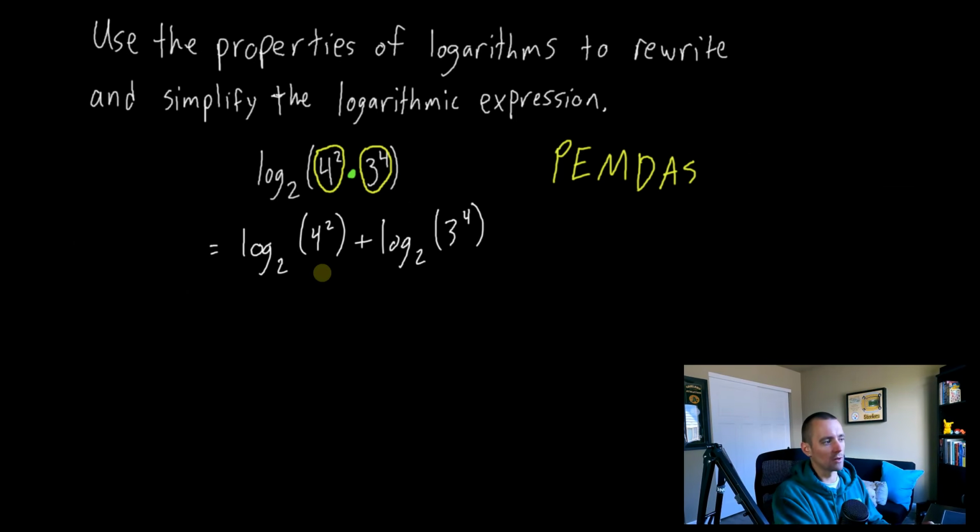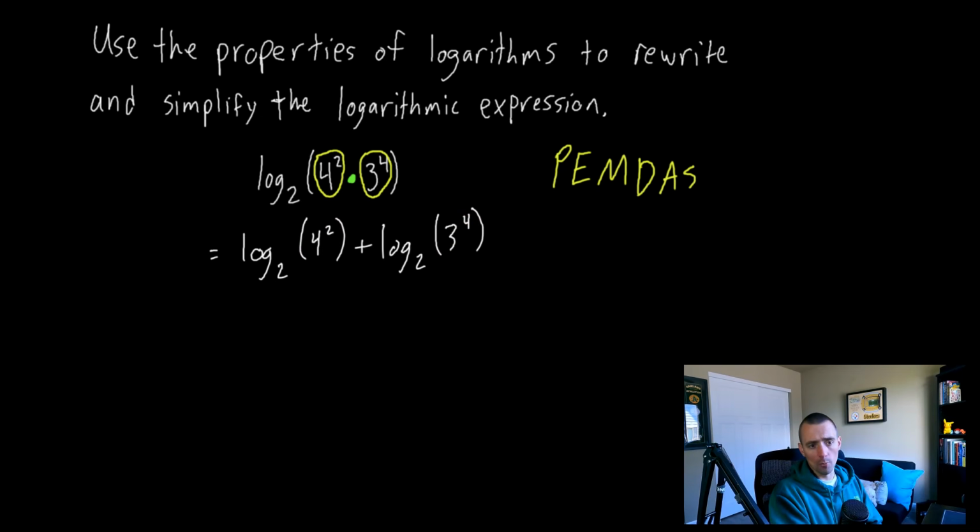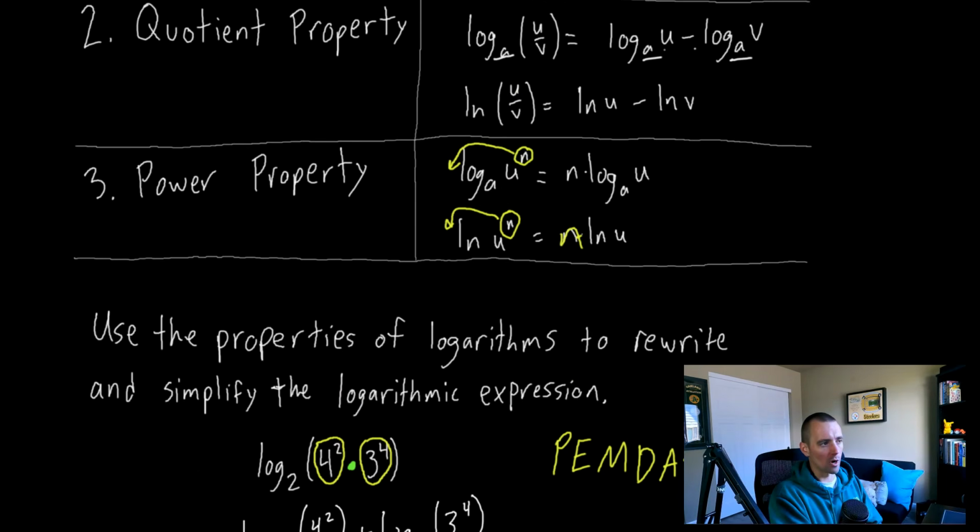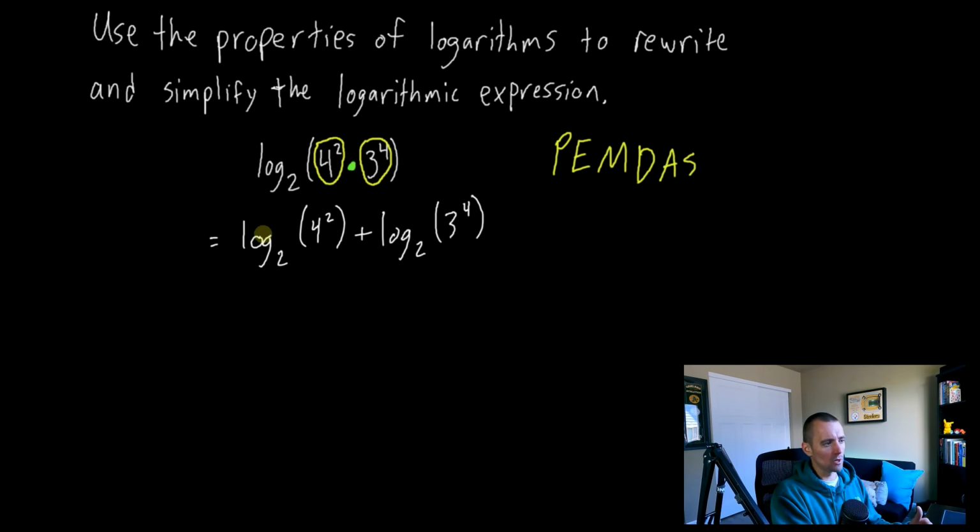So now, looking at each of these logs, we want to think about how we can break that down into even smaller, simpler pieces. In both these cases, we have log of something raised to a power. So we're probably going to want to look at the power property, which just says if you have the log of something raised to a power, you take the power and bring it down in front of the log and multiply it as a coefficient. So all we're going to be able to do here is move our power, our 2, down in front of the log. So we'll get 2 times log base 2 of 4.